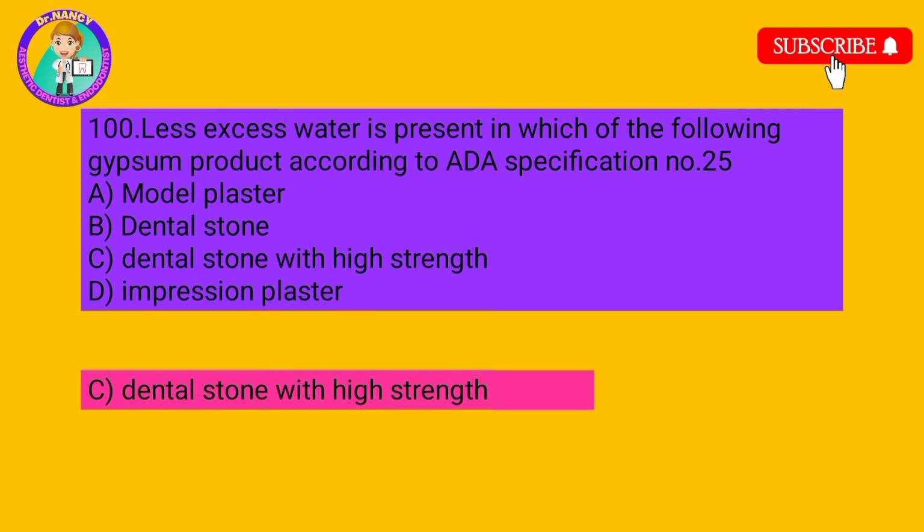Less excess water is present in which of the following gypsum product according to ADA specification number 25? Model plaster, dental stone with high strength, impression plaster. Answer: dental stone with high strength.